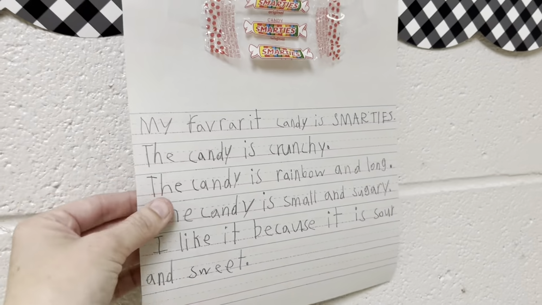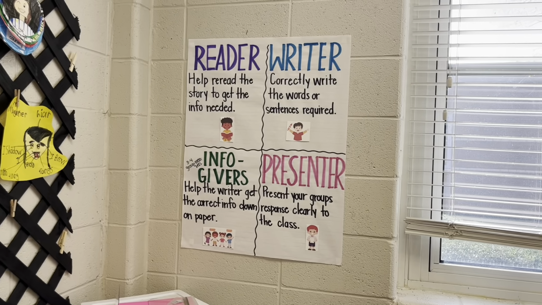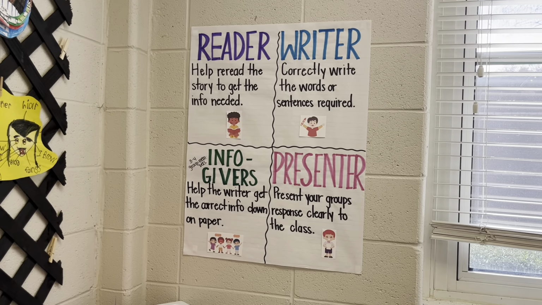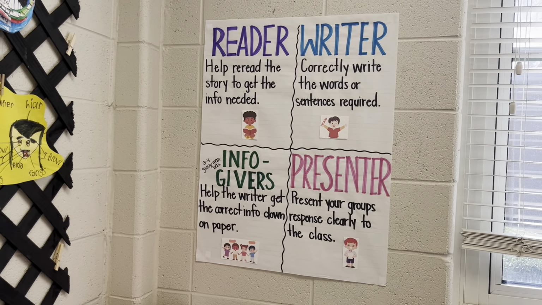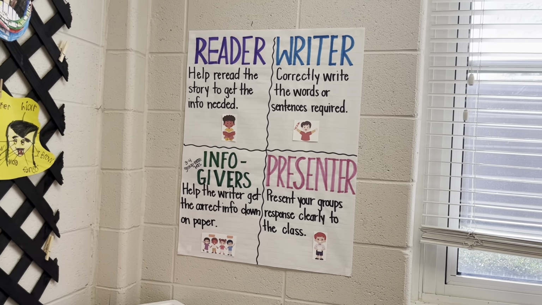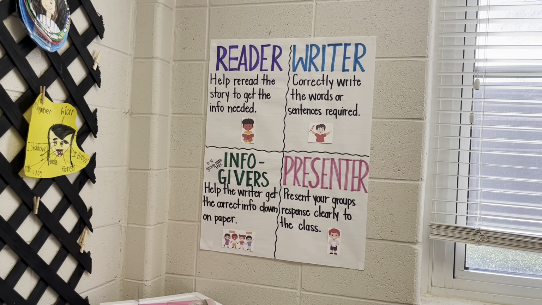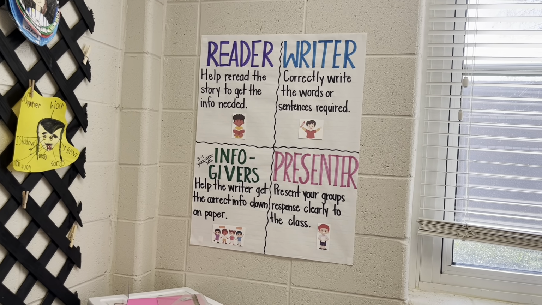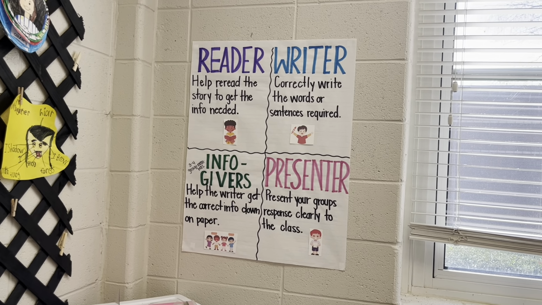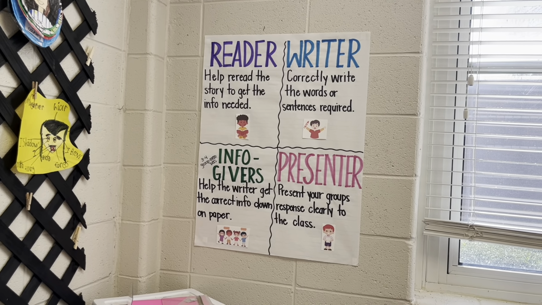My favorite candy is Smarties, it's crunchy, all the things. This goes with my Savvis program. My students and I created it, but when they break out into their groups, we have a reader, the writer, the info giver, the presenter. It's their choice to decide who is going to do what and how they're going to do it, and then they come back to the carpet, and whoever the presenter was presents, and all these people have already done their work in the group.